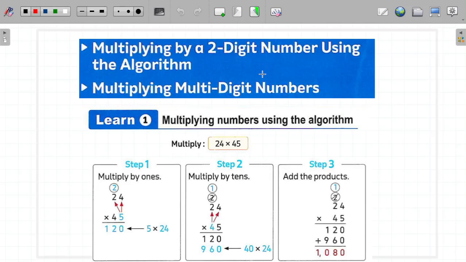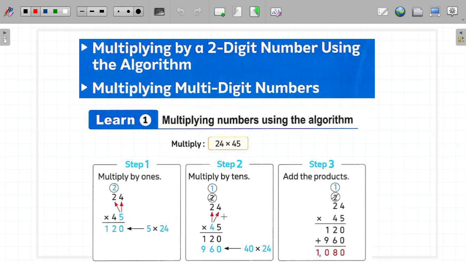Our first lesson is about how to multiply a two-digit number by using the algorithm. So if I have an example like this, 24 times 45, and I want to find the result of this operation. First I will multiply 24 by the first digit here, which is 5. So I have 24 times 5 equals 120. I will multiply 5 by 4 equals 20. So I will write 0 and carry up 2. And I have 2 times 5 equals 10, and 10 plus 2 equals 12.